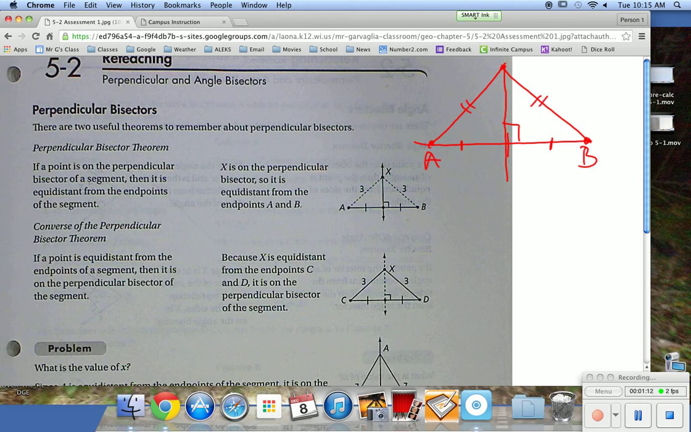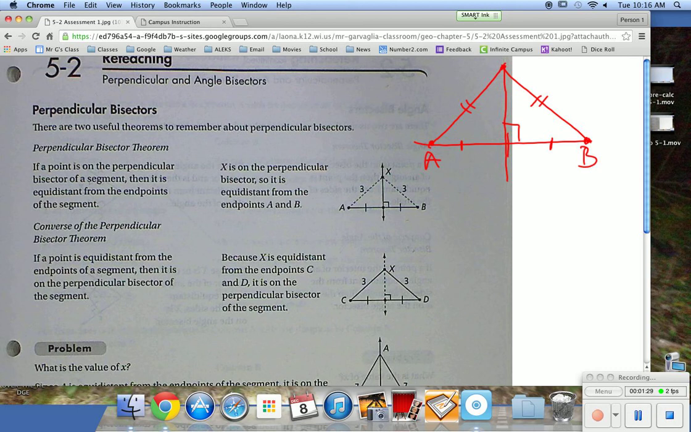Wherever we went on this line, it would be equidistant from A and B. All right? As long as it's bisecting this line, AB, and it's perpendicular, it makes it the same length.